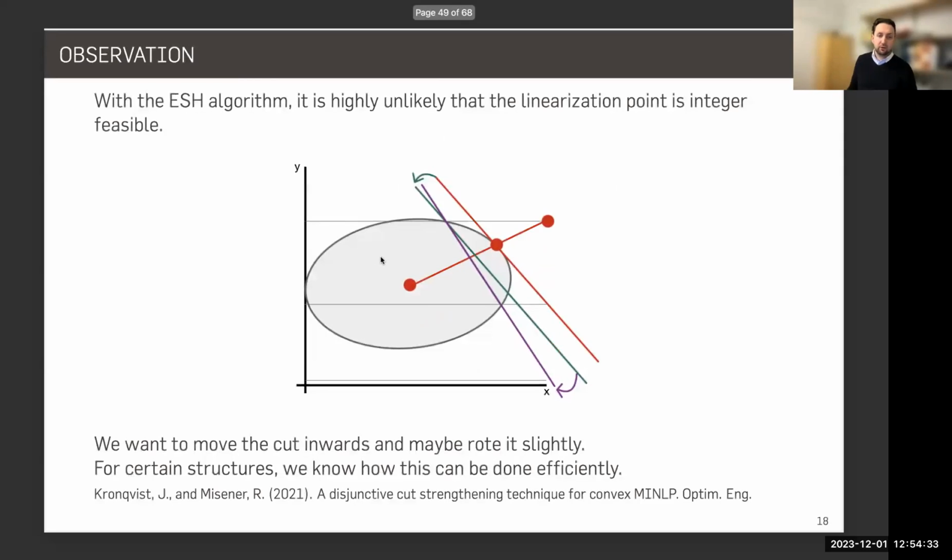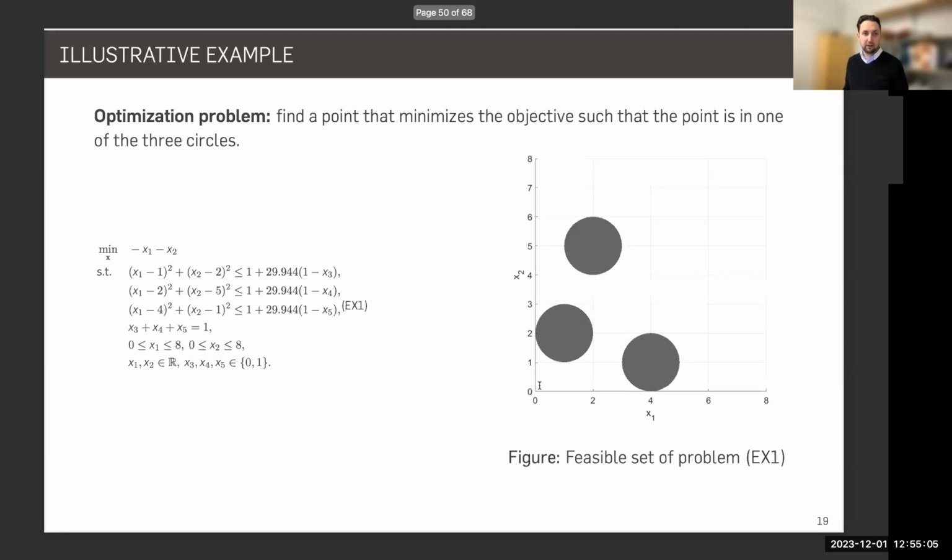So what we would like to do, if we just look at this conceptually, is move this red line a bit inwards. Then we could make it tight here, but if we wish, we could also slightly tilt it and move it inside. Then we would obtain the purple cut here. Okay, this is nice. In general, this is not easy to do, but for certain structure, we know how this can be done efficiently. And that was presented in the following paper that I'm going to talk more about, but I'm going to start by providing another illustrative example of the main idea.